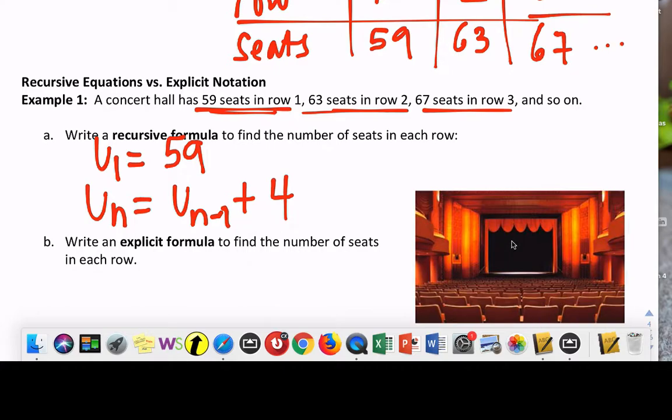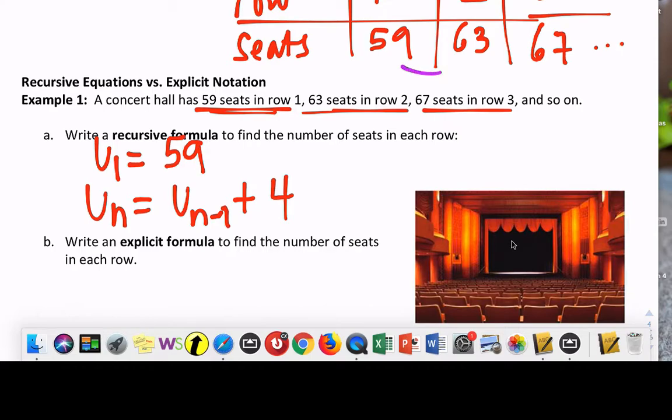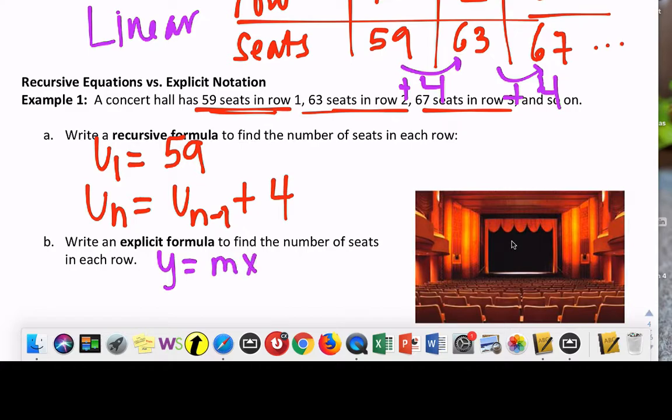B, write an explicit formula. So think back to the functions unit. This is a particular function. So I'm talking about, is this linear? Is this a quadratic, exponential, square root? What type of function is this? And here, since we're adding 4 every time, if you were to graph this, plus 4 every time, this would be a slope of 4, which means this is linear. And if it's linear, we need y equals mx plus b, our starting value, and our slope.